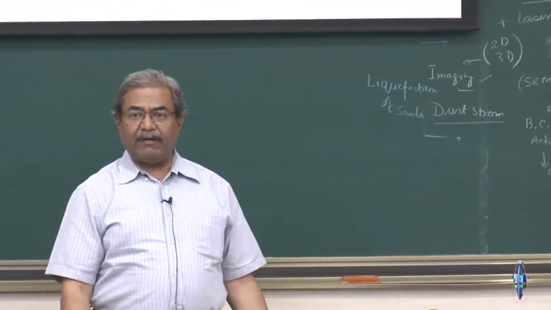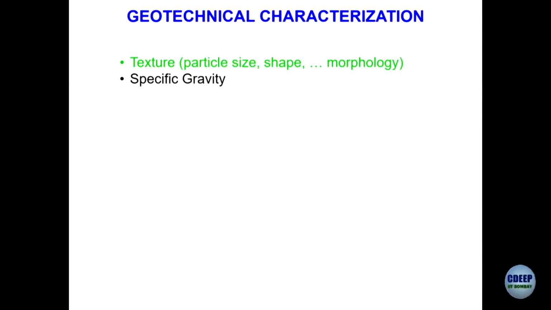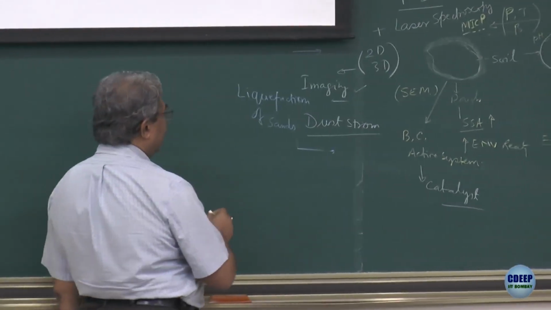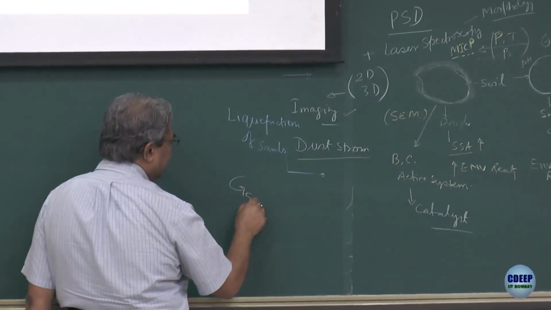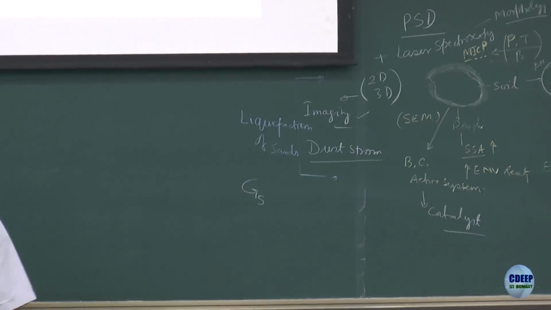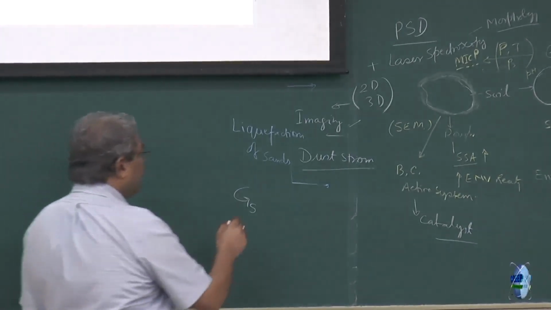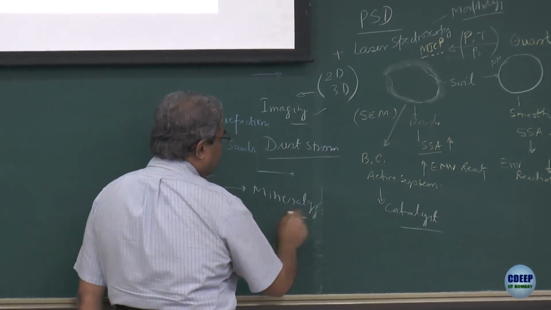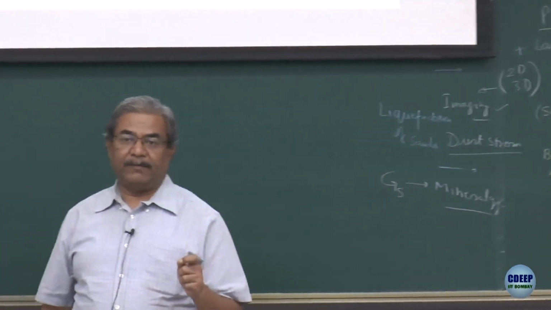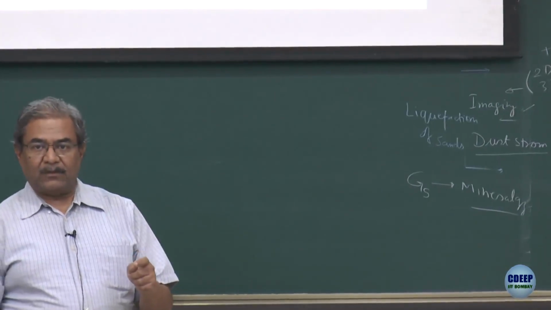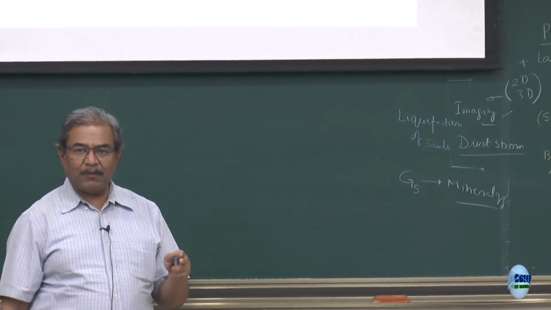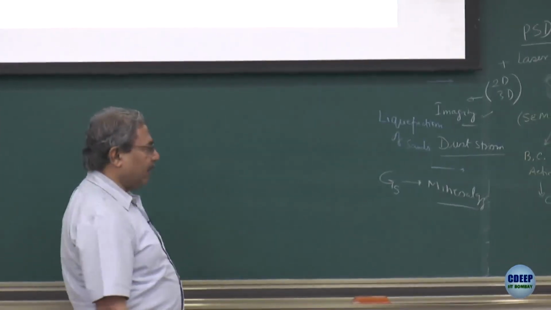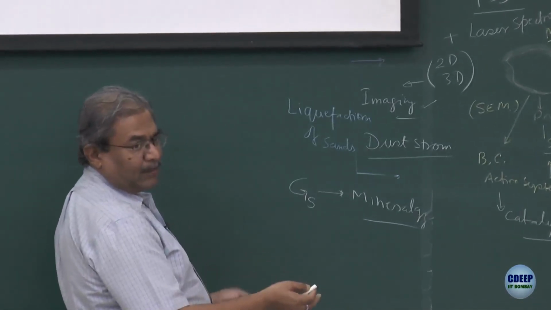Number 2 is specific gravity. I hope many of you understand, you have done this experiment. Specific gravity happens to be a fingerprint of the mineral. You define it as Gs mostly, specific gravity of the soils, correct? So, this is an indication of the mineralogy. Why? Each mineral has a specific value of specific gravity, including the organic matters also. So, today's geomechanics and environmental geomechanics is mostly heading towards organic matter. Why? Because the waste which you are producing is mostly having organic matter in it.